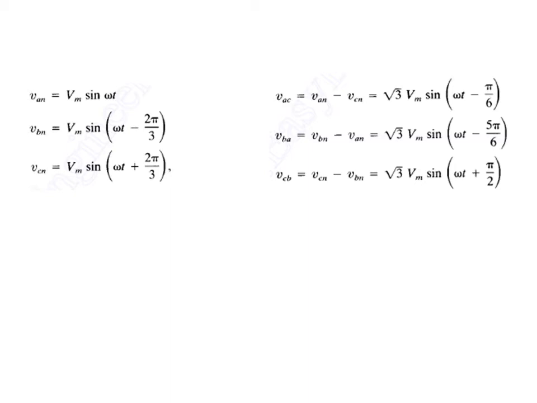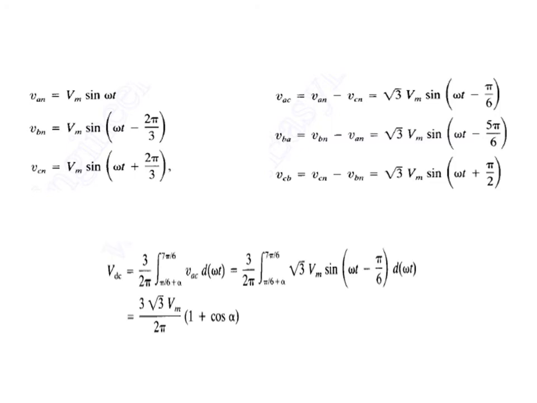For alpha greater than or equal to pi by 3 and discontinuous output voltage, the average output voltage can be found out using the waveform shown in figure B. So for alpha greater than or equal to pi by 3, the average output voltage is given by equation VDC is equal to 3 divided by 2 pi integration pi by 6 plus alpha to 7 pi by 6 VAC d omega t. Substituting the value of VAC in the equation, we get 3 divided by 2 pi integration pi by 6 plus alpha to 7 pi by 6 root 3 Vm sin omega t minus pi by 6 d omega t. Solving this integration, we get the value of average output voltage as VDC is equal to 3 root 3 Vm divided by 2 pi into 1 plus cos alpha.